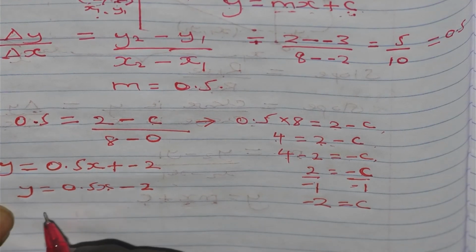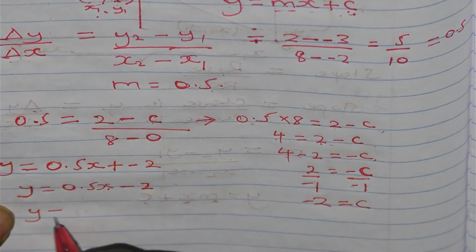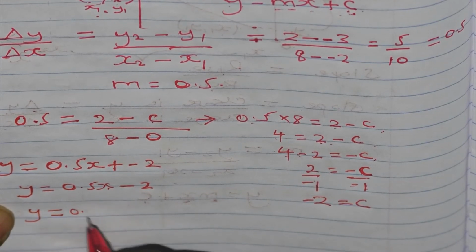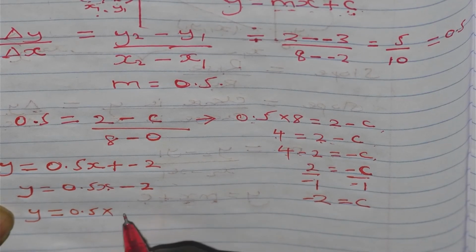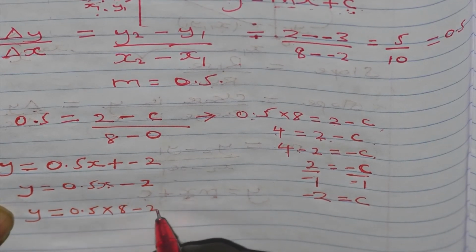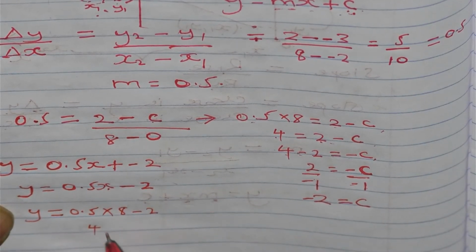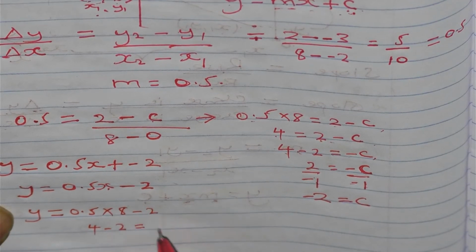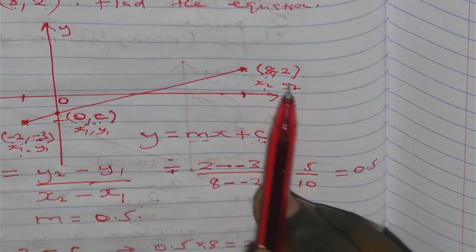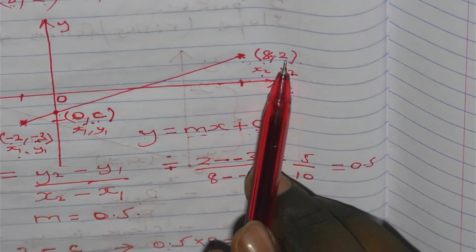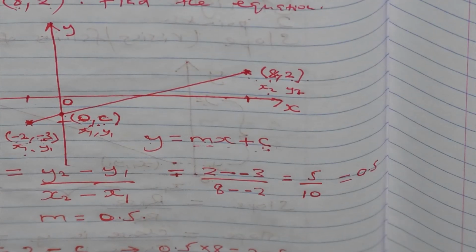Okay, so we have one of the points as 8,2. So we want to take y is equals to 0.5 multiplied by the x coordinate there, which is 8, minus 2. That's going to be 4 minus 2, and that's 2. And as you can see, now the y coordinate is 2 when we have 8 in the equation.